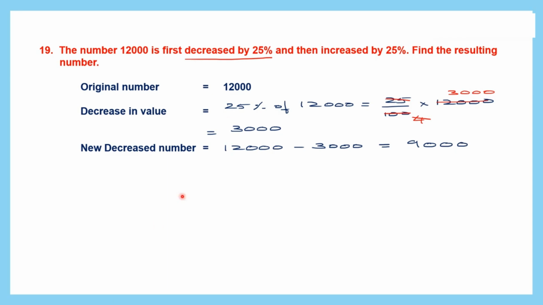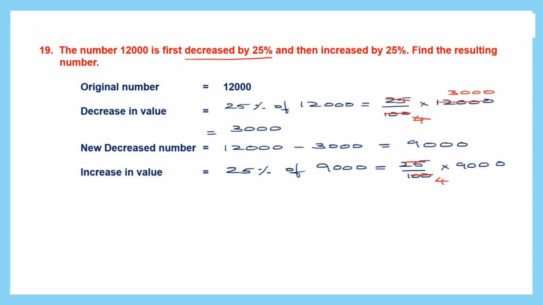Now, after this, what has happened? After it has decreased, now it has increased. So first it was 12,000, now it has become 9,000. From here, it has increased by 25%. So now the increase in value will be 25% of this new number, that is 9,000. So that is 25 by 100 into 9,000. So again, we can cancel 25 and 100. And we can cancel 4 and 9,000. That is 2,250. So now we have found the increase in value is 2,250. So let's write that down.